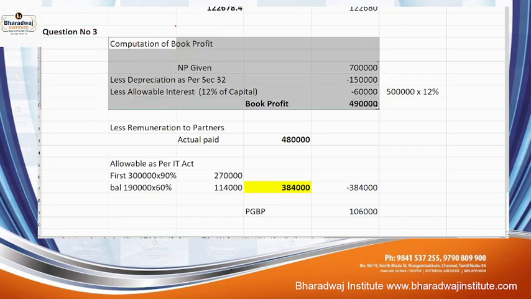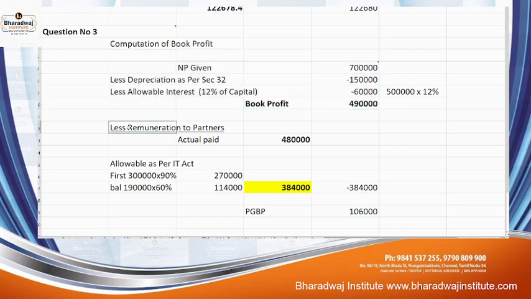So up to this, the answer for book profit: remuneration paid to the partner, actual paid or allowable as per the Income Tax Act, is 3,84,000. So we get PGBP of 1,06,000. This shall be tested for 3 marks: 1 mark for book profit, 1 mark for allowable remuneration, another 1 mark for calculating PGBP. One of the most repeated questions in past examinations. With this, assessment of firms is over.